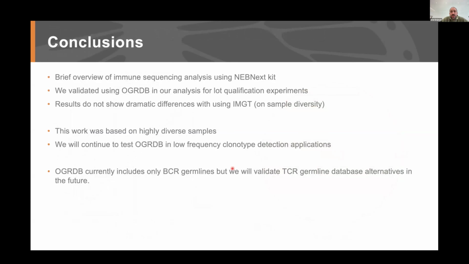So in conclusion, I briefly overviewed the workflow with our NEBNext kit. We validated using OGRDB in our analysis compared to IMGT, and the differences are not dramatic in our view. In this work, though, we used very highly diverse samples, and we might continue checking with less diverse samples to see which differences we see.